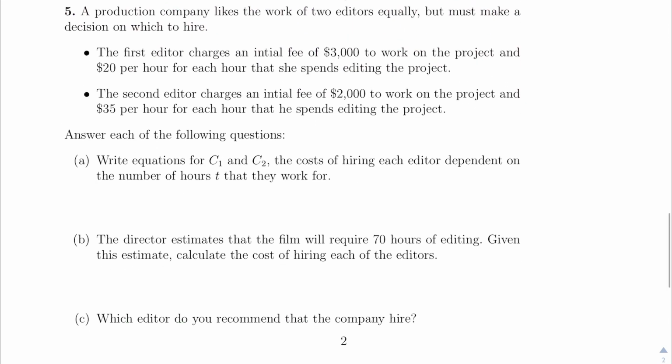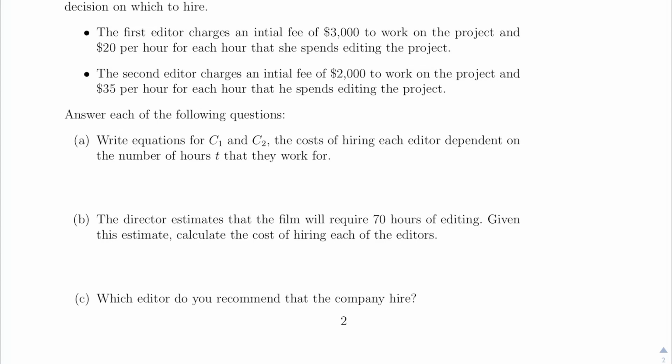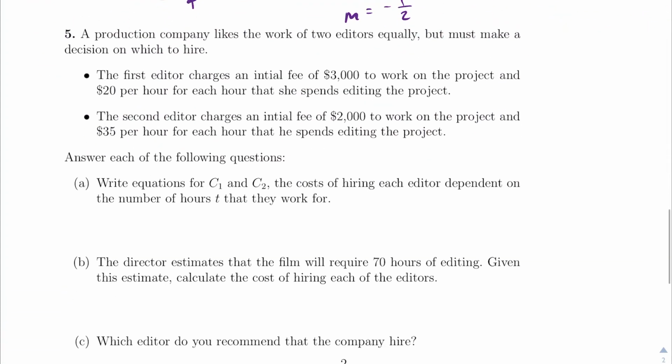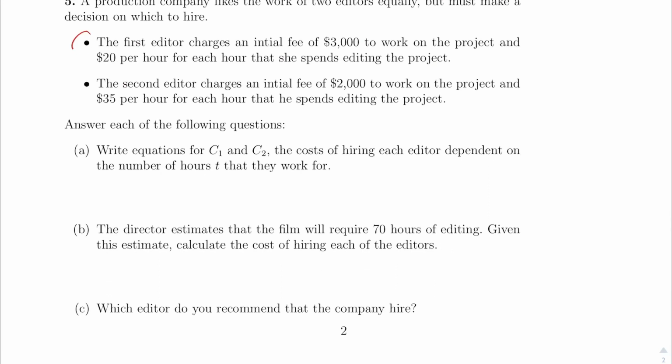Next up, we've got a production company who's looking to hire 2 editors. They like both of them equally, so it's just coming down to finances. So I'm going to be looking at the first of these editors and letting you do the second one for each one of these parts. So the first editor charges an initial fee of $3,000. And $20 per hour for each hour that she spends editing the project.